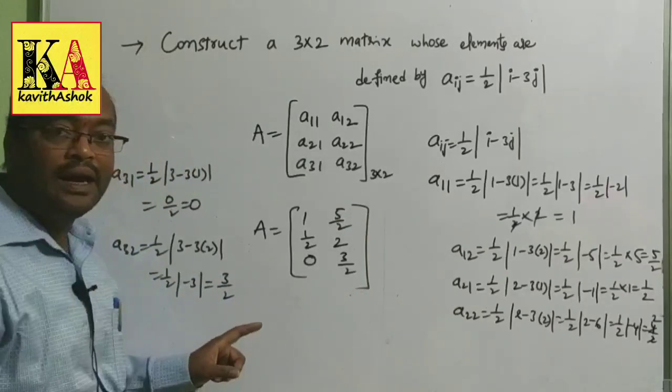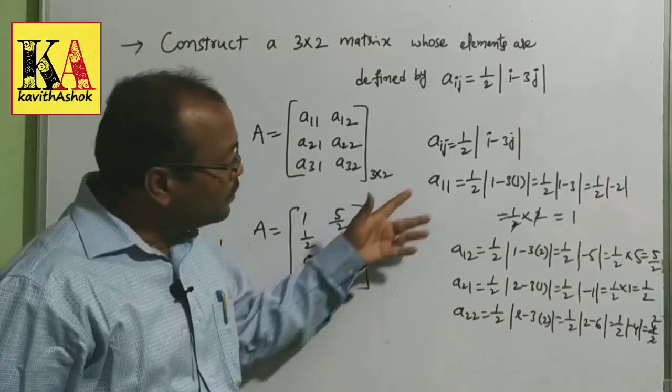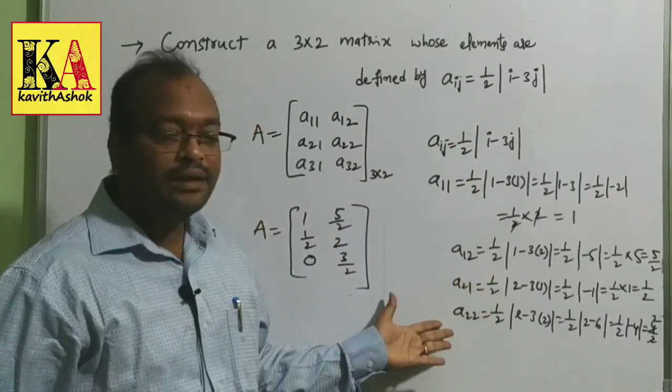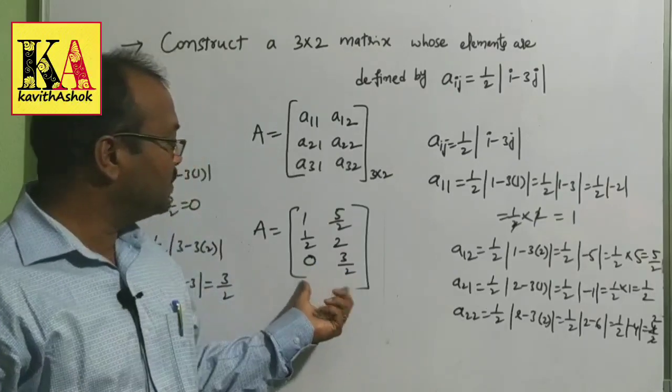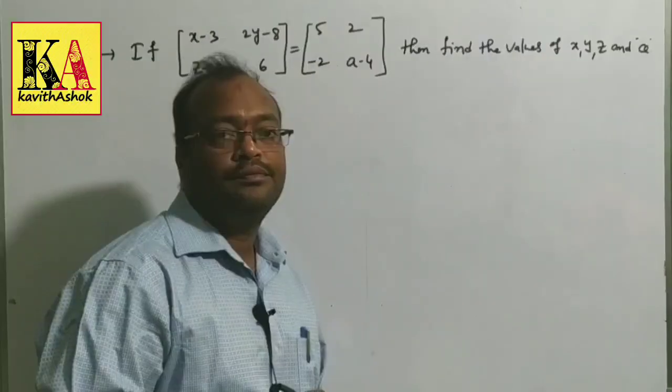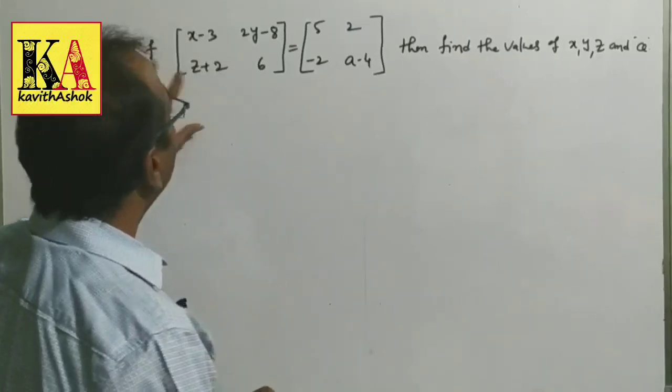So like this we can calculate A. This is an easy construction and we can expect this question definitely for the annual exam. A is equal to this one. Right, next question. Two matrices are given.